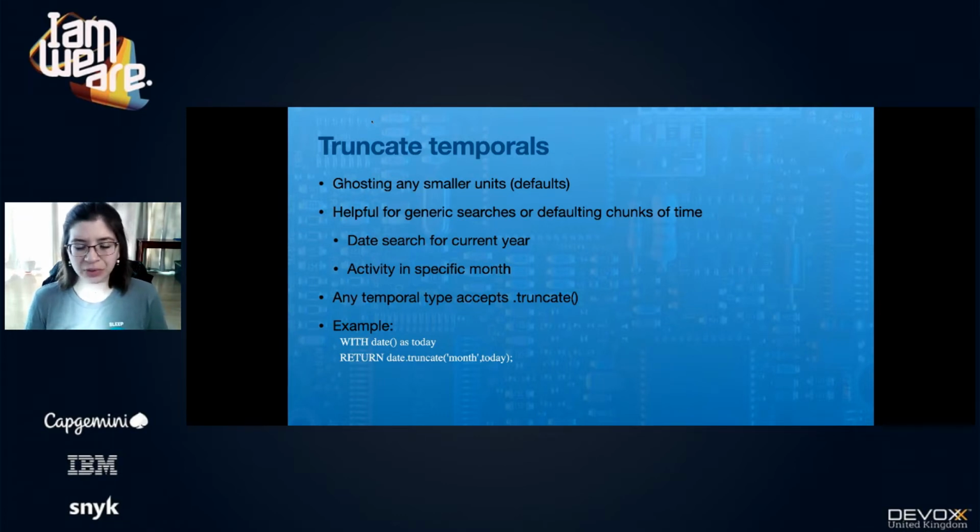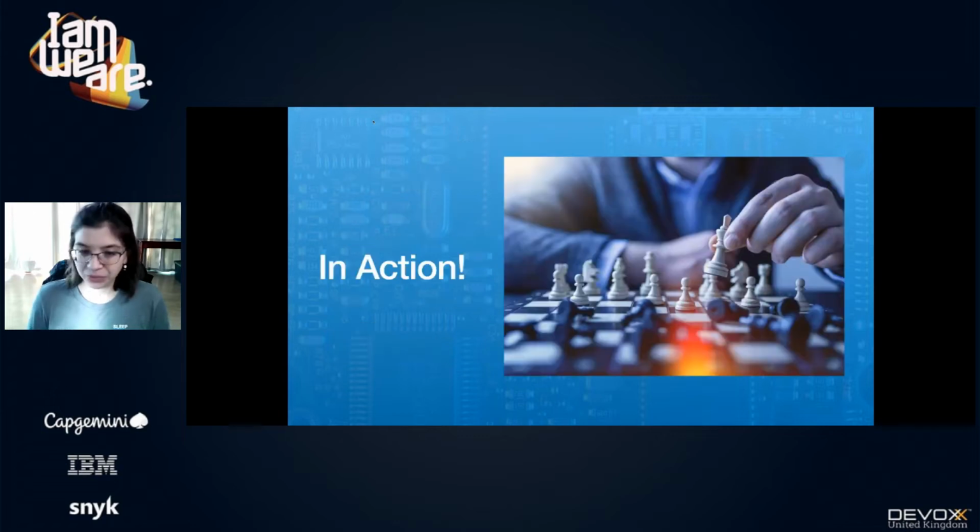But any temporal type will accept the .truncate on it. So if you're dealing with a Neo4j temporal, you can add .truncate to any of them. So as an example here, we're grabbing today's date and returning date.truncate, truncating at the month and passing in the date of today for that. So let's see all this stuff in action. We'll switch over and take a quick look.